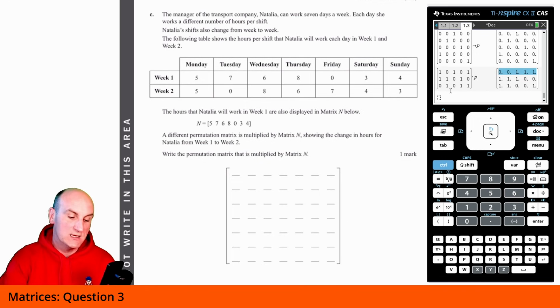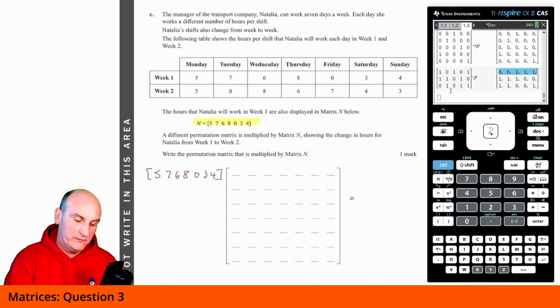Write the permutation matrix. Now, for this to happen, this has to pre-multiply by my permutation matrix. Otherwise, it's not going to be defined. So I know I've got 5, 7, 6, 8, 0, 3, and 4. Now that just so happens to be this set of data here. Now when we multiply that by my permutation matrix, that's going to be my answer. So I'm now going to write that as 5, 0, 8, 6, 7, 4, and 3.